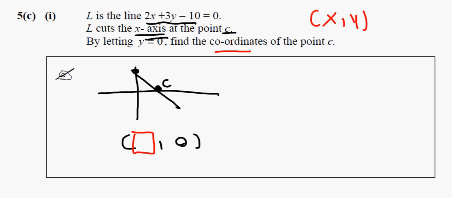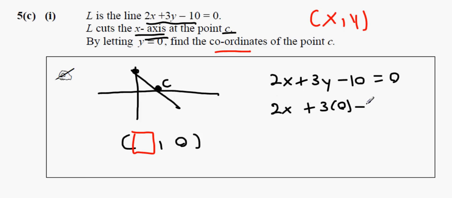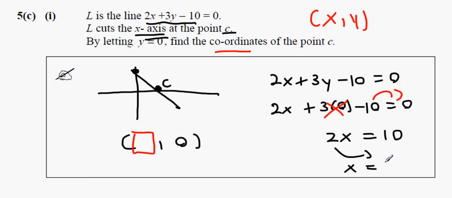So to find out the x value, we've got 2x plus 3y minus 10 equals 0. Then it's going to be 2x plus 3 times 0 minus 10 equals 0. We know that 3 times 0 is 0. Bring the 10 over the other side. A minus 10 turns into a plus 10 when it goes over the other side. Now we have multiplication by 2 on the left, which means it's going to be division by 2 when it gets to the right. And then we know that x equals 5. So this is the point 5, 0. Okay, that is the point C.